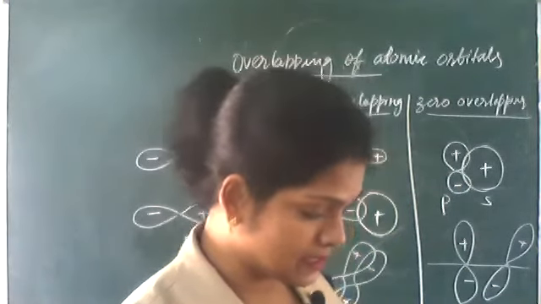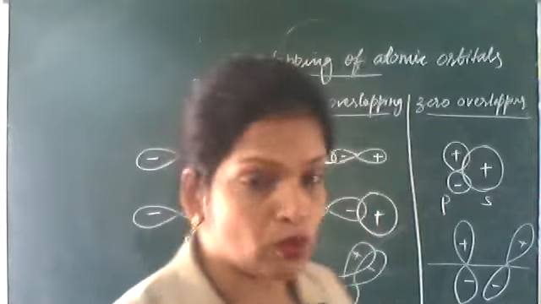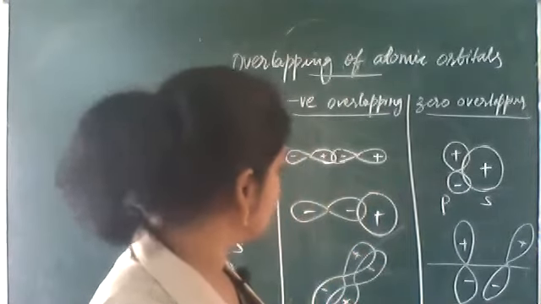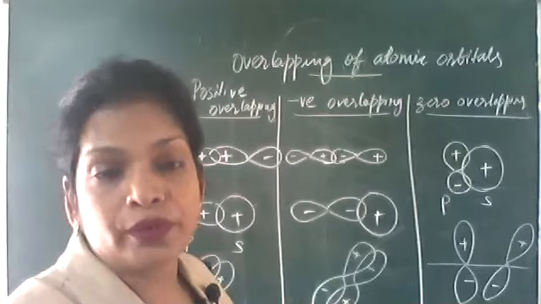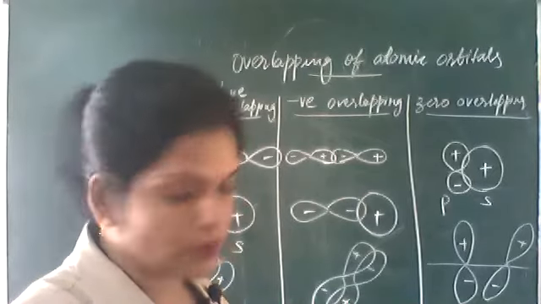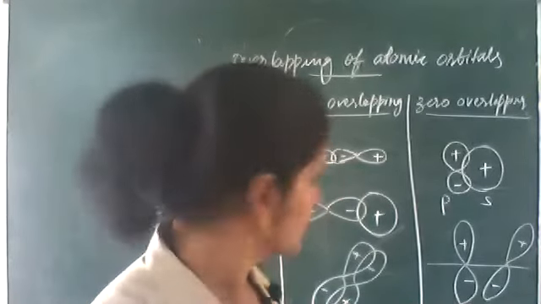And next is the nature of covalent bonds. Suppose when they overlap, what type of bond is formed?